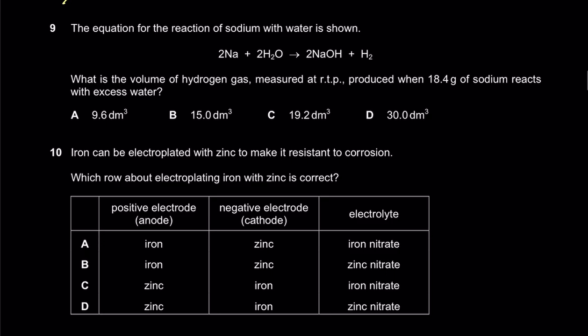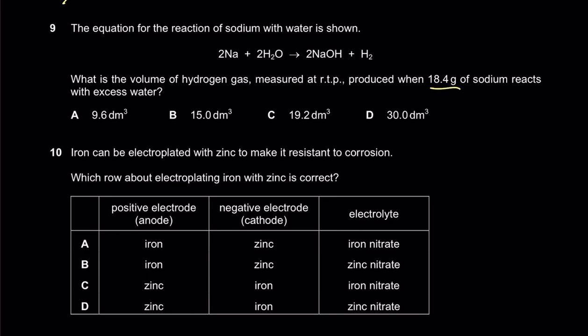It's not a molecule. Okay, since the equation for the reaction of sodium and water is shown, what is the volume of hydrogen gas at room temperature and pressure produced when 18.4 grams of sodium reacts with excess water? So what we need to do is, from 18.4 grams of sodium, we calculate the moles of sodium, and connect sodium and hydrogen together through this equation. 2 moles of sodium gives me 1 mole of hydrogen. So these many moles will give me how many moles of hydrogen? And then you calculate the volume, using V equals n times 24, because it's asked in decimeter cube.